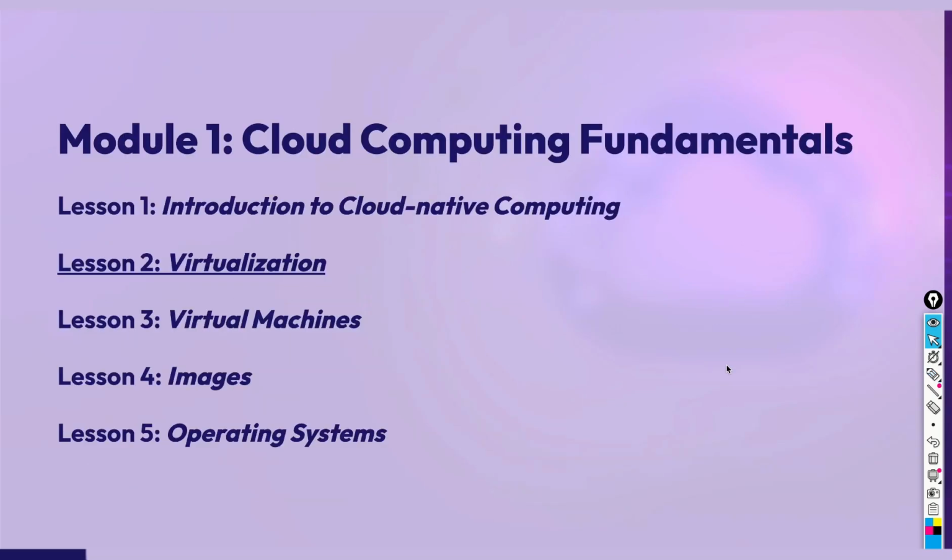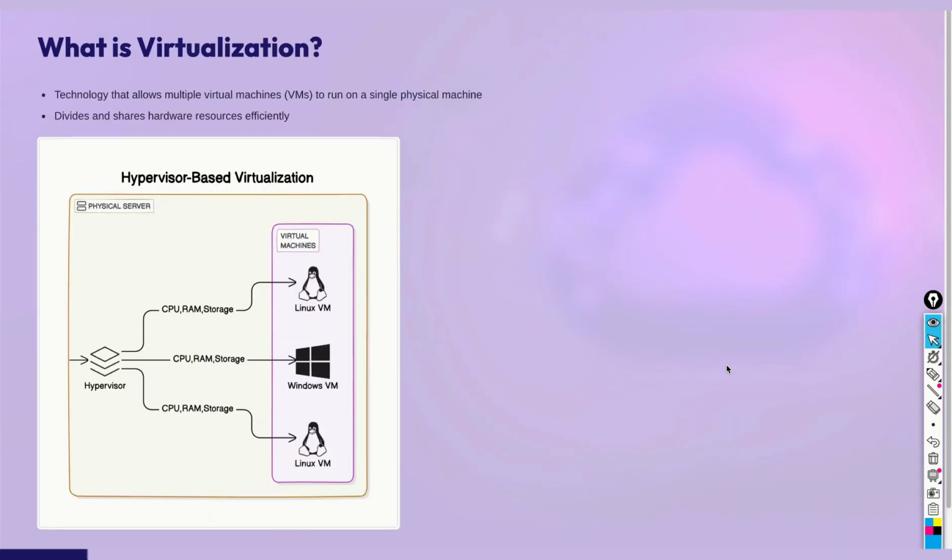Lesson 2 will touch on virtualization. You may have seen this already. This is simply how VMs work. All right, so what is virtualization? Virtualization is a technology that allows multiple virtual machines to run on a single physical machine by using software to divide and share those hardware resources.